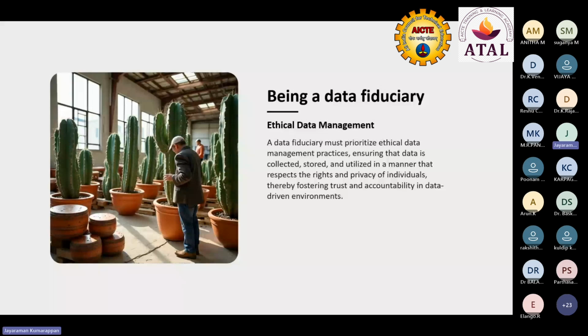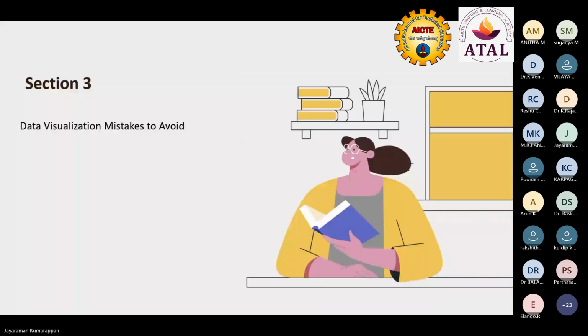So we are moving into section 3, the data visualization mistakes to avoid. We will look into some of the common pitfalls that can undermine the effectiveness of our visuals, and how we can steer clear of them. Whether we are creating a simple bar chart or an interactive dashboard, avoiding these mistakes will help ensure our visualizations are clear, accurate, and impactful. So we'll discuss prioritizing aesthetics over clarity, misusing scales, and over-manipulating visuals.